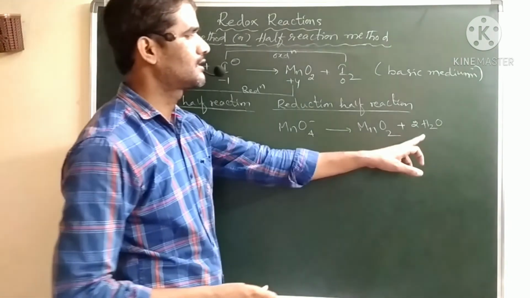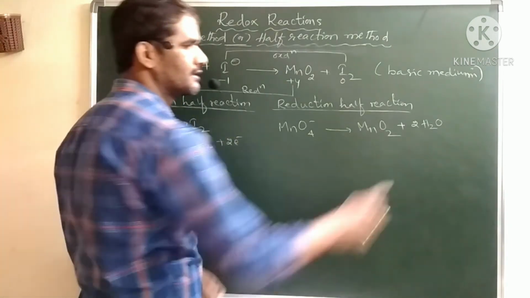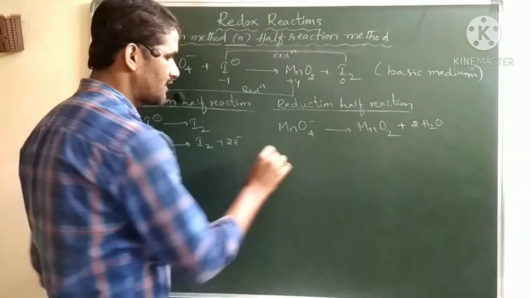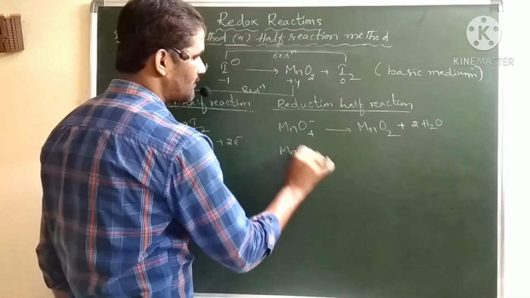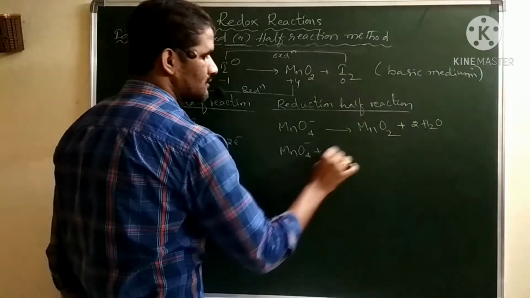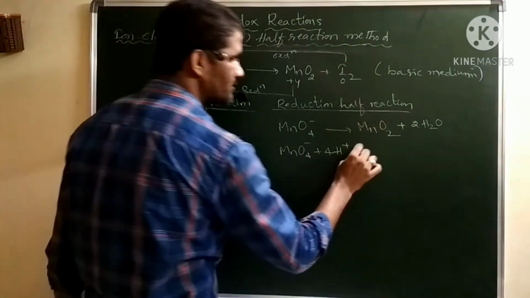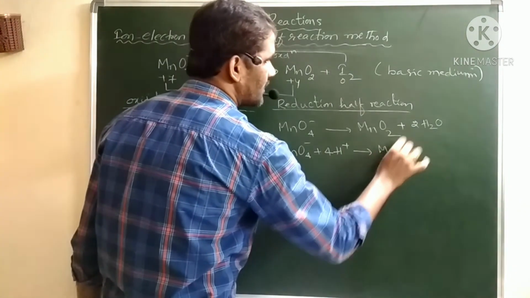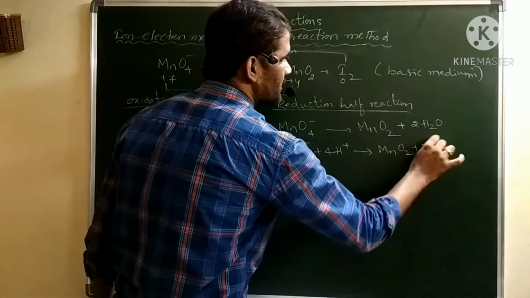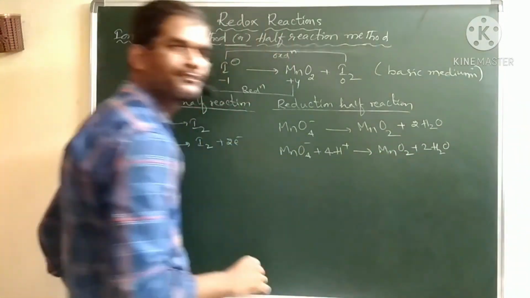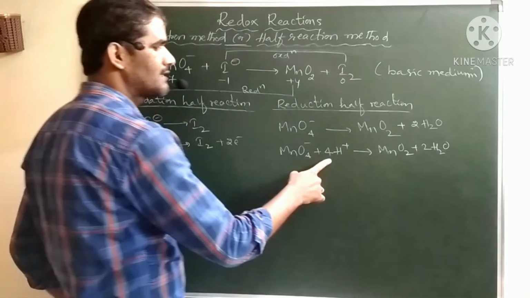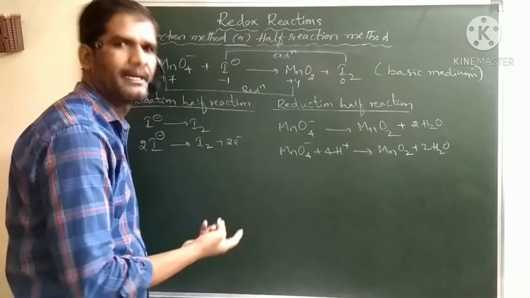Next, after balancing the oxygen, hydrogen balancing. Here there are 4 hydrogens on the right side and nothing on the left side. Now, MnO4 minus plus, we have to add 4H plus. Why? Because 4 hydrogens are deficient. Then MnO2 plus 2H2O. So now, after balancing hydrogen and oxygen, this is balanced.